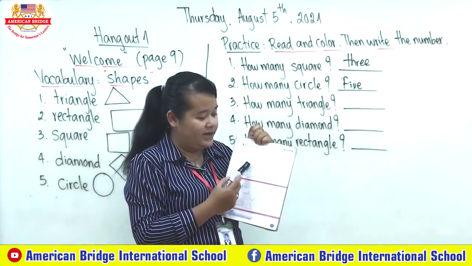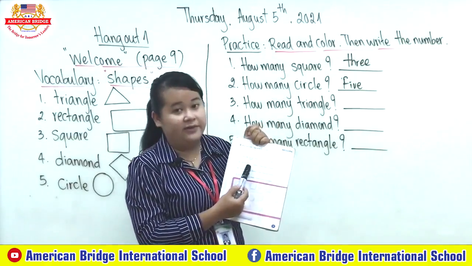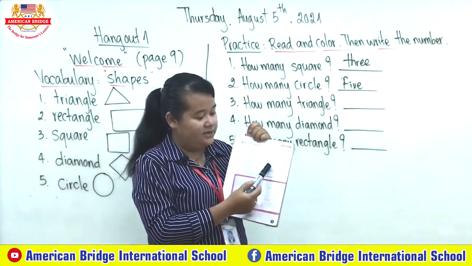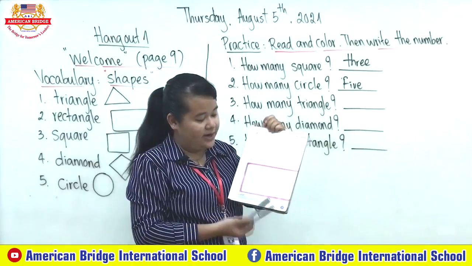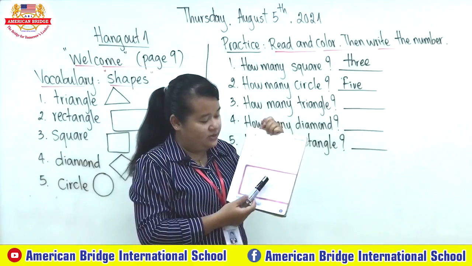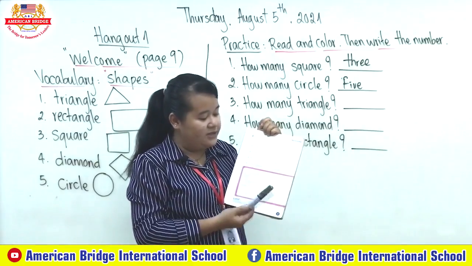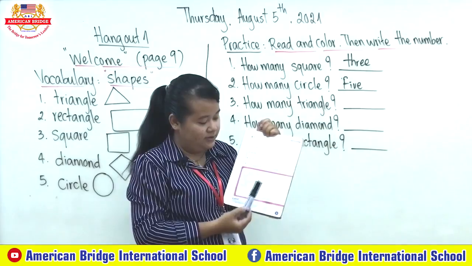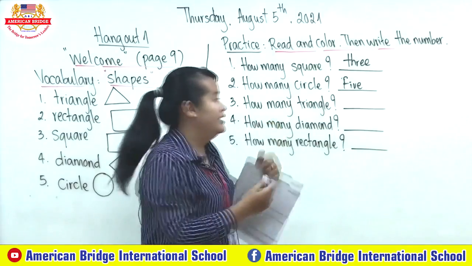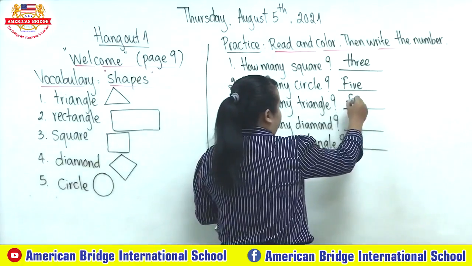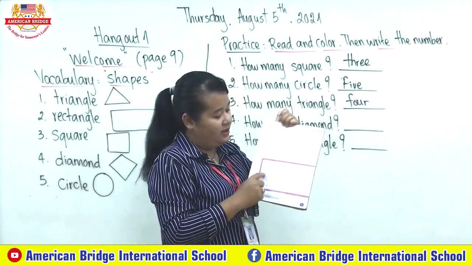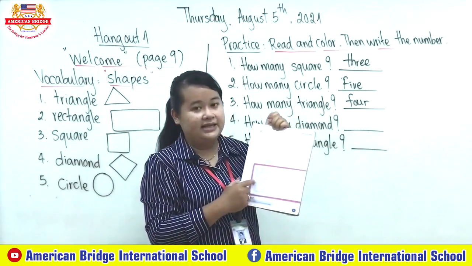Now let's move on to number 3. Circle the what? Here, the triangle. So circle the triangle yellow. Where is the triangle, everyone? Good, here is the triangle. Let's count with teacher: 1, 2, 3 and 4. So we have 4 triangles. We need to write the number 4, and the 4 triangles you need to color yellow.